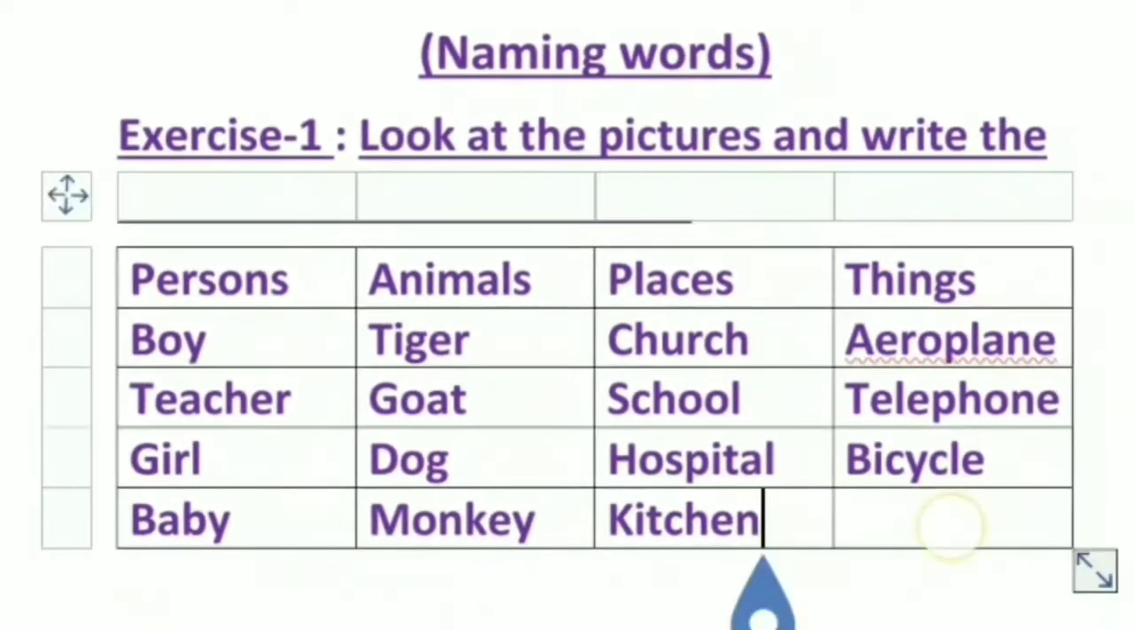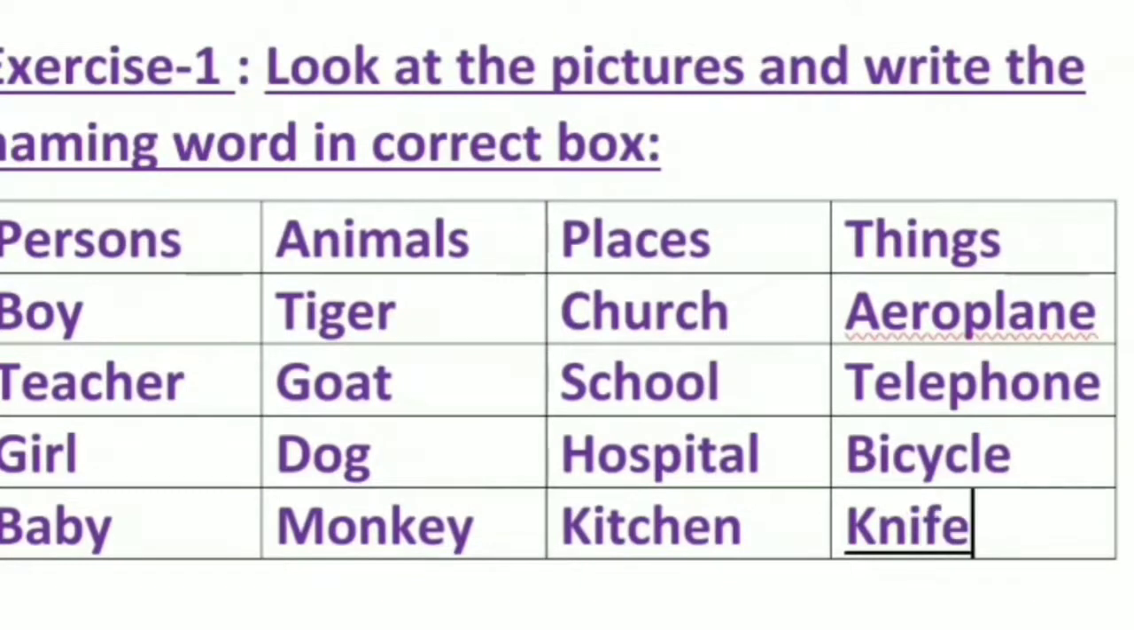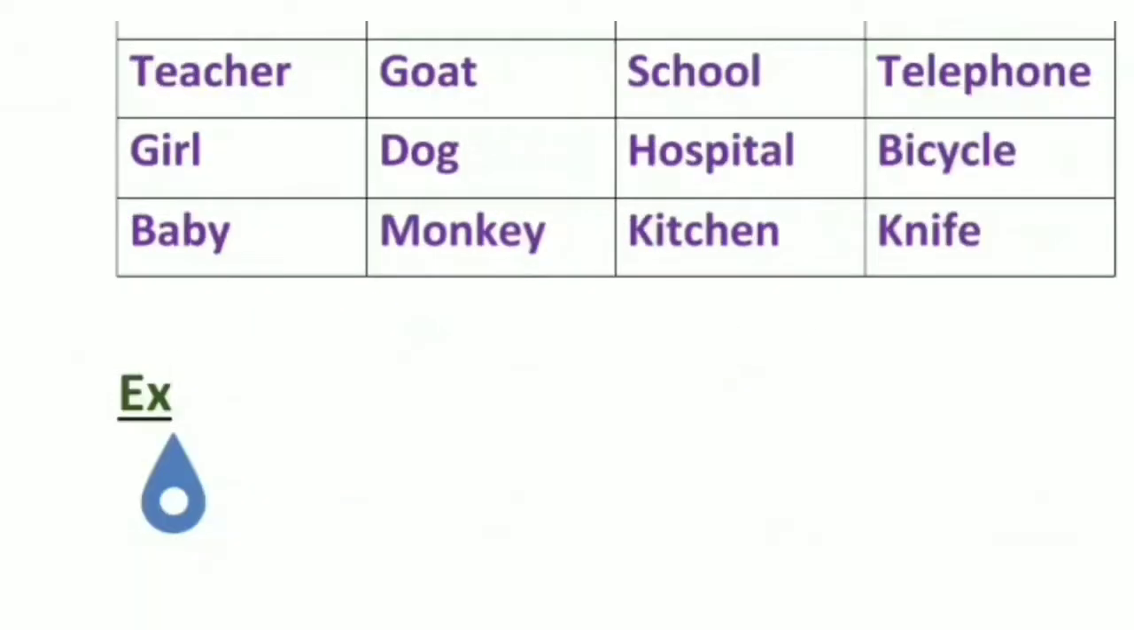So what is this thing that we use in kitchen? This is a knife. Correct. So where will we put it? We'll put it in things. So let's write down Knife. Alright. Now I guess children you have understood this much. Now if you have, we'll move to the next exercise.